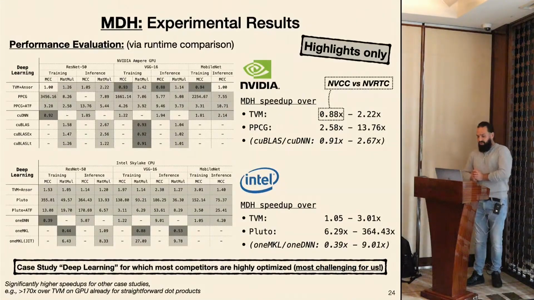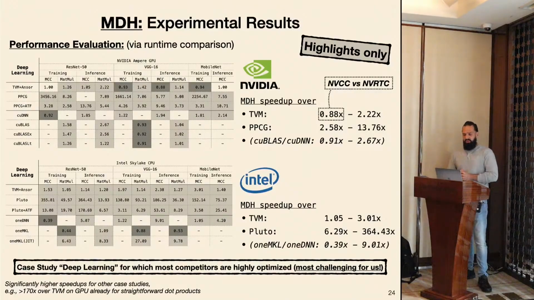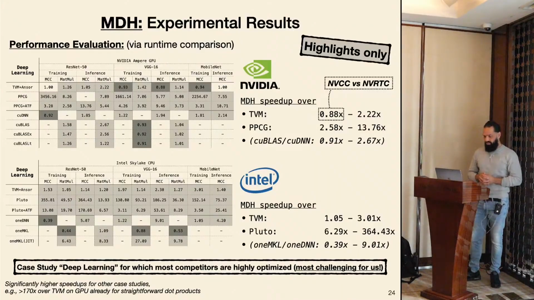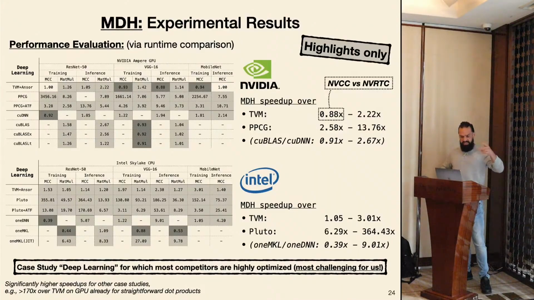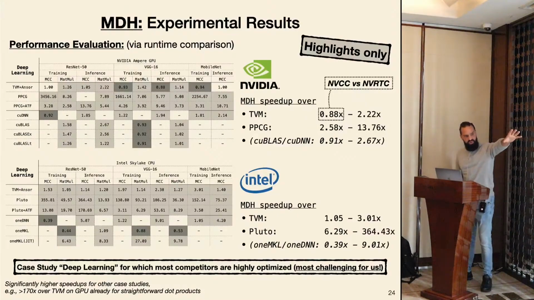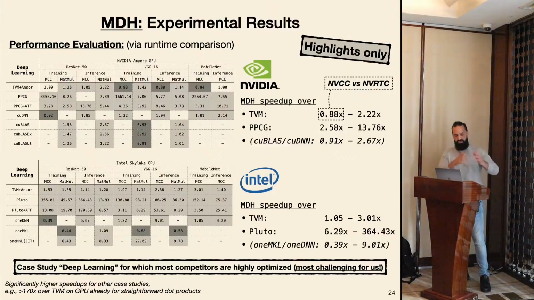So our performance evaluation is based on a runtime comparison, and here I have just one slide where I present the highlights only for deep learning, because deep learning is the most challenging, or was the most challenging, case study for us. What you can see here is the speedup of our approach as compared to the competitors. So higher is better for us, and you're not expected to read all these tables here. I have the summary on the right side.